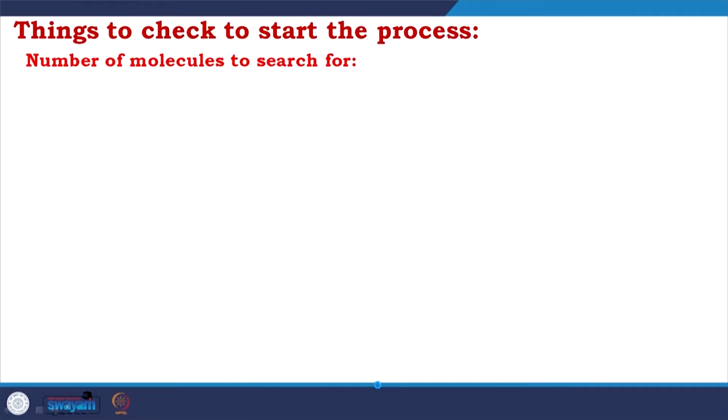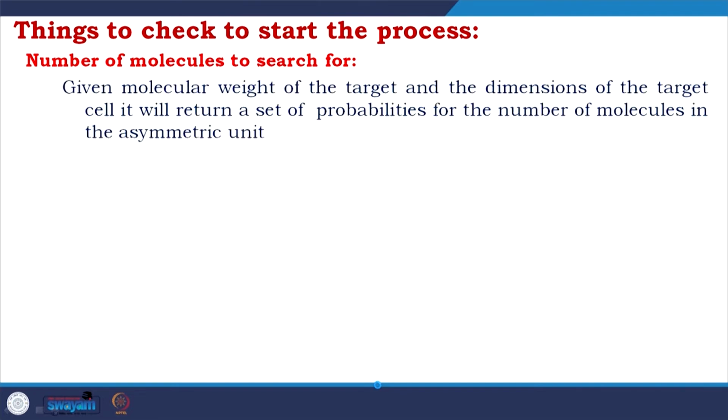So, there are things to check to start the process of molecular replacement. One, the number of molecules to search for. Given the molecular weight of the target protein and the dimension of the target cell, it will return a set of probabilities for the number of molecules in the asymmetric unit, which is the Matthews coefficient.